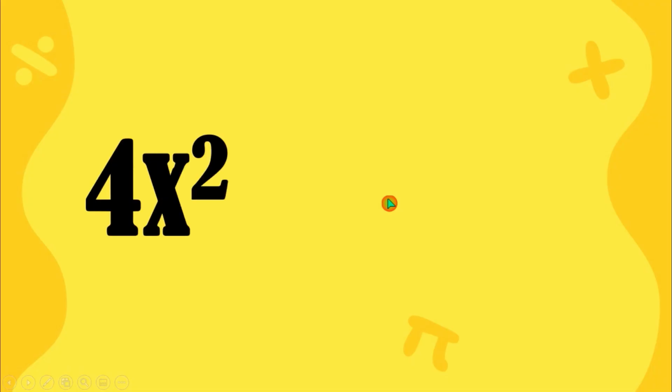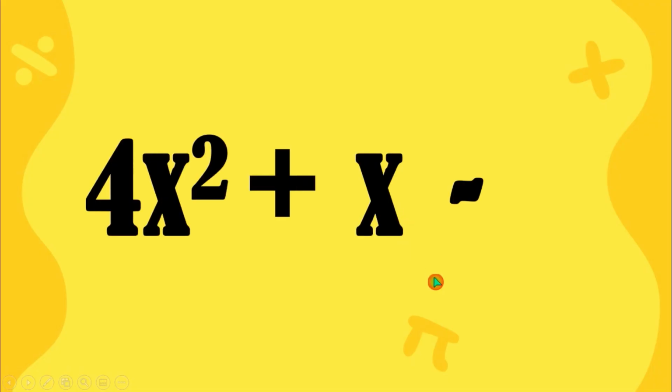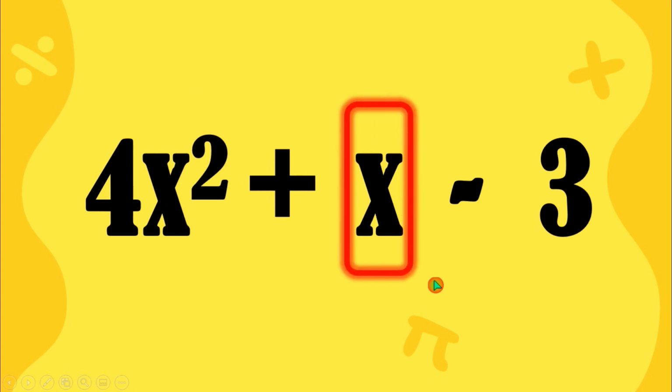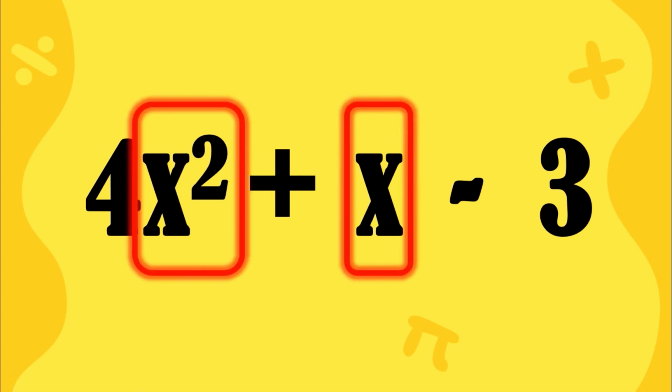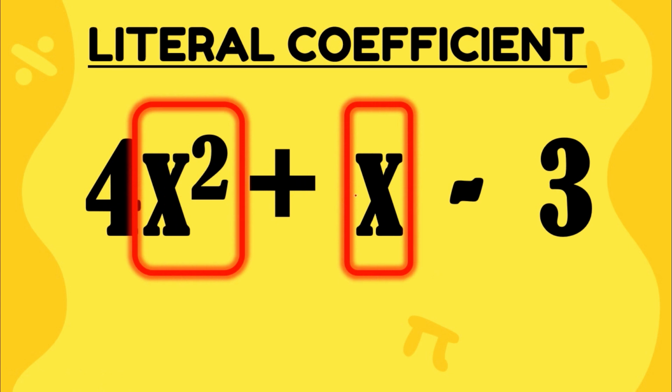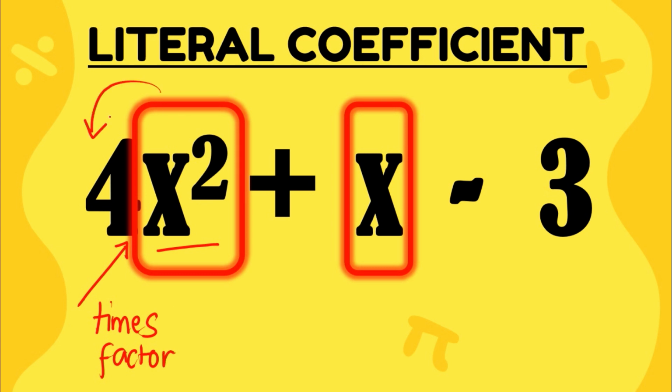So, let's have the following. 4x squared plus x minus 3. So, ang ating literal coefficient here are the following. Nakikita nyo, x squared plus. So, ibig sabihin in this case, I already discussed to you a while ago that there is an implied operation times there. So, therefore, etong si x squared dito ay naging factor. Ibig sabihin, tinimes siya kay 4. So if that is the case, it's a literal coefficient.